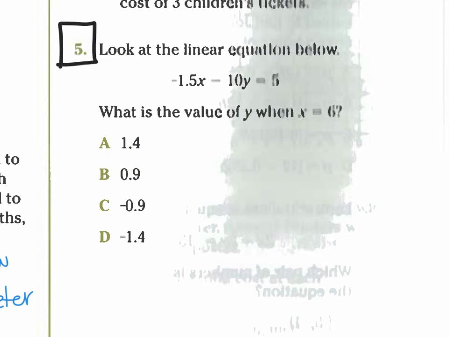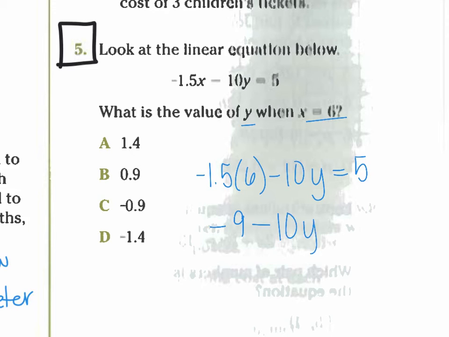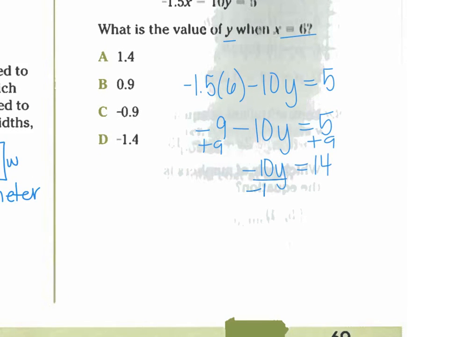And then number 5, look at the linear equation below. What value of y when x is 6? So we're replacing x with 6. And negative 1.5 times 6 is going to be negative 9. I'm going to just double check that to make sure I did that correct. Minus 10y equals 5. So I would add 9. Negative 10y equals 14. So when I divide by negative 10, we get y equals negative 1.4.